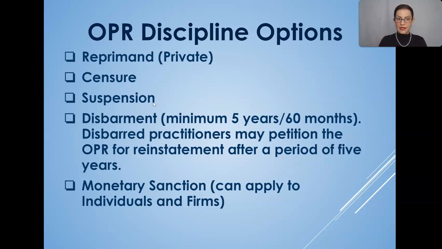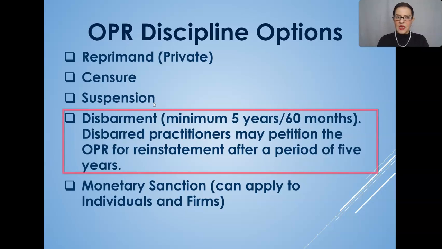I'm going to show you what it looks like when a tax practitioner does get suspended and when the IRS does publish this, so you can see how the names look and what kind of discipline has been imposed on that practitioner. There's disbarment, which is the most severe type of discipline that the OPR can basically mete out. Disbarment is a minimum of 5 years, which equals 60 months.